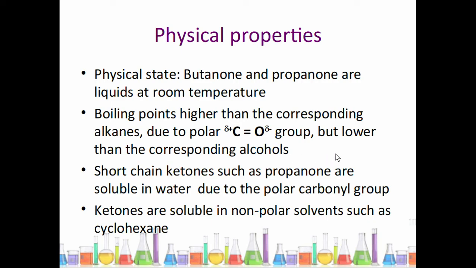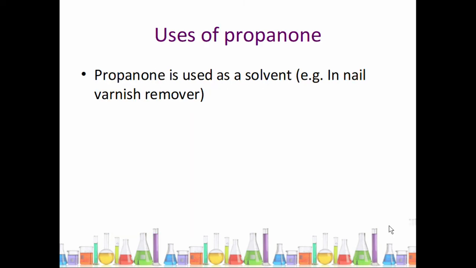Short chain ketones are soluble in water due to the polar carbonyl group. Ketones are soluble in non-polar solvents such as cyclohexane. As the carbon chain gets longer again, there are more non-polar parts to it, or a longer chain of non-polarity, so that cancels out the polar carbonyl group.